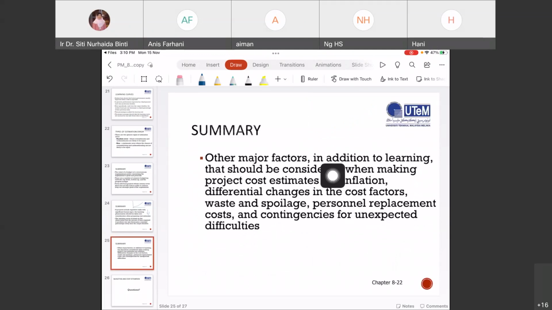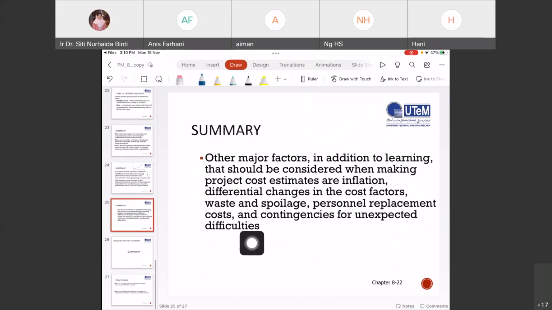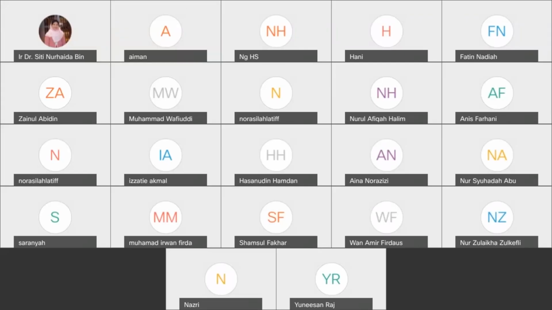Other major factors, in addition to learning, that should be considered when making project estimates are inflation, differential changes in the cost factors, waste and spoilage, personnel replacement costs, and contingencies for unexpected difficulties. Okay, now we have come to the end of the lecture.